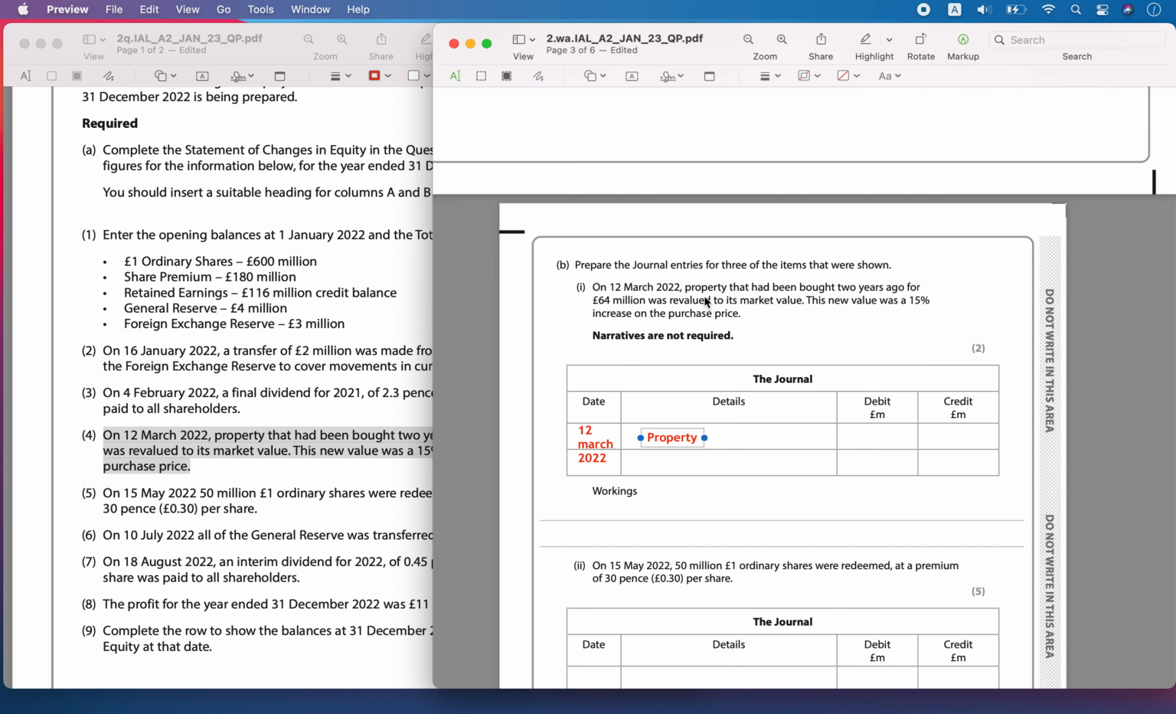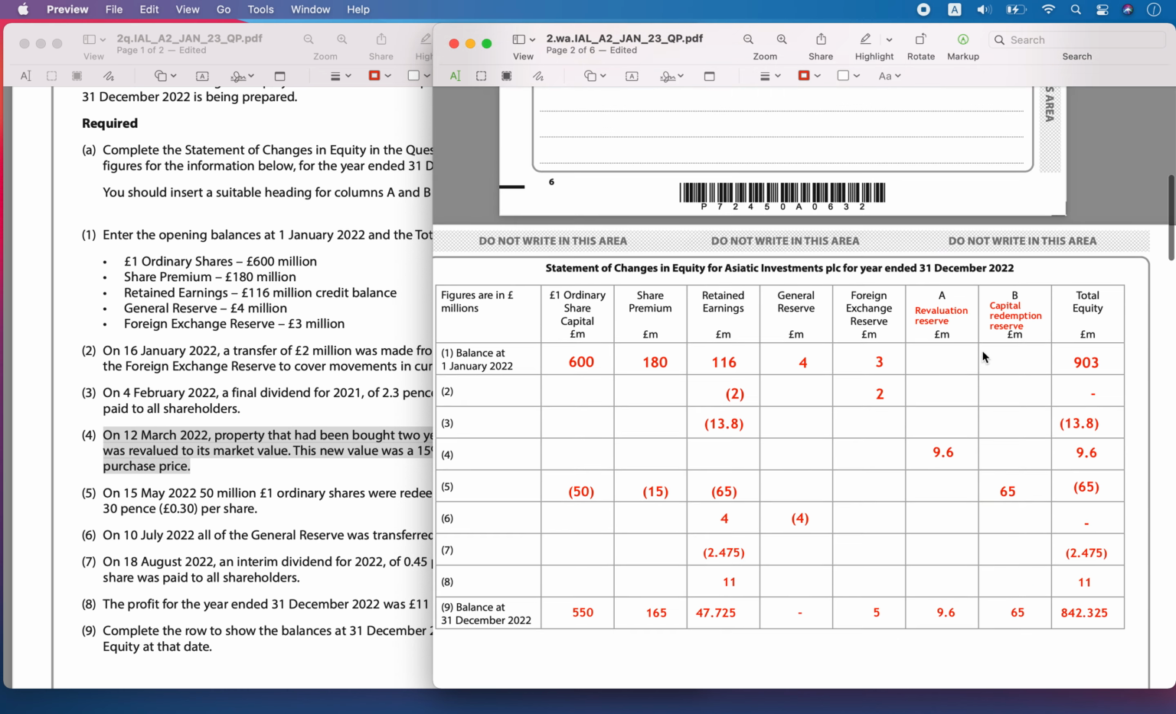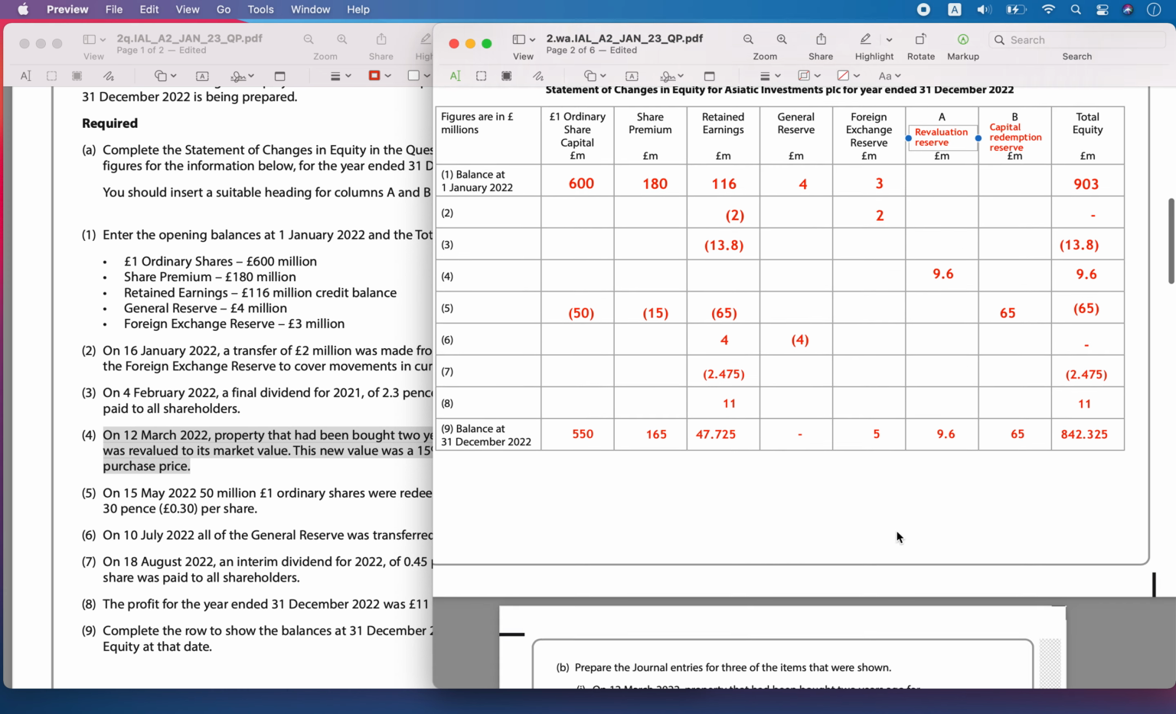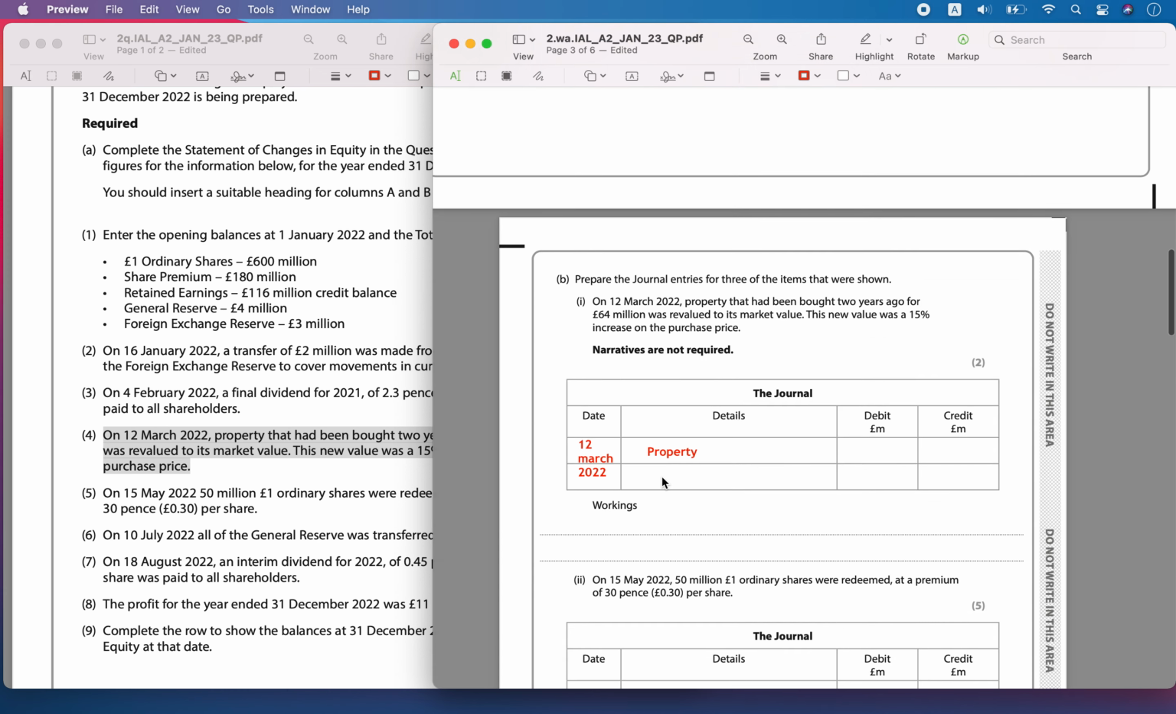One is the property, and it is an increase in the value, so we create a revaluation reserve. So the two accounts that are going to be affected are the property account and the other one is the revaluation reserve. Okay, so these two are going to get affected. So how are they going to be affected?